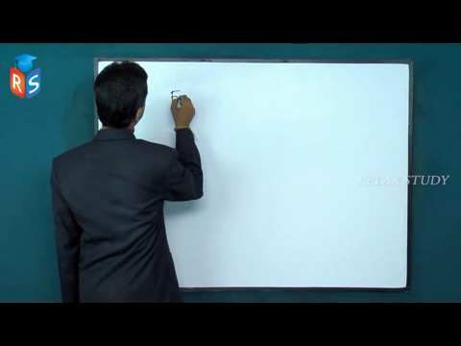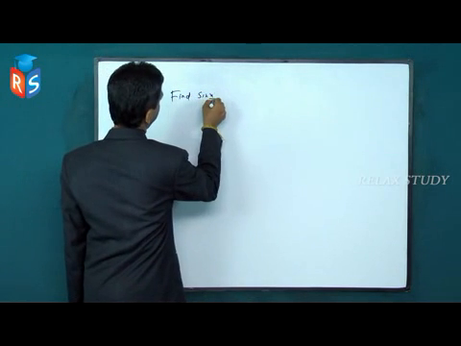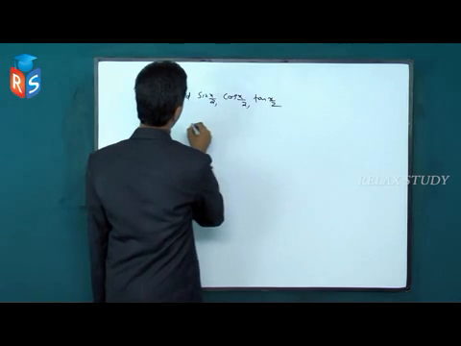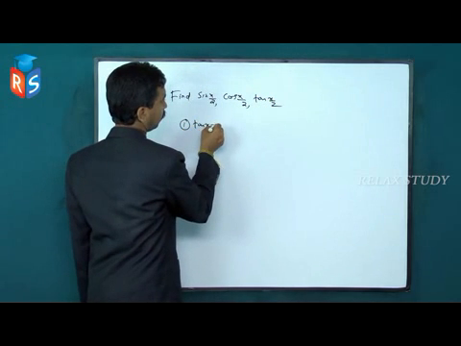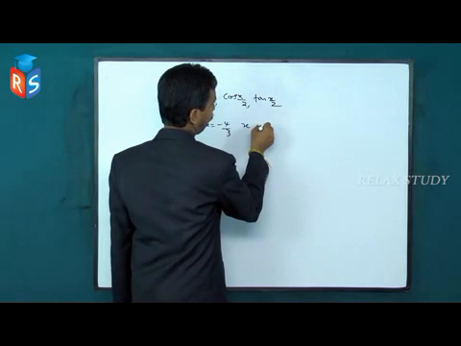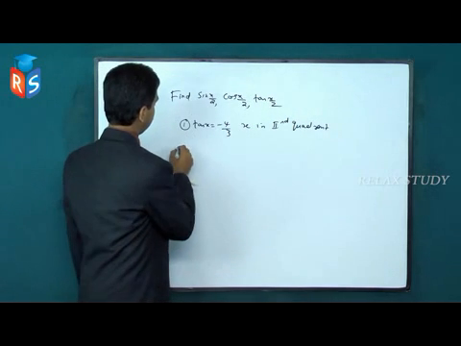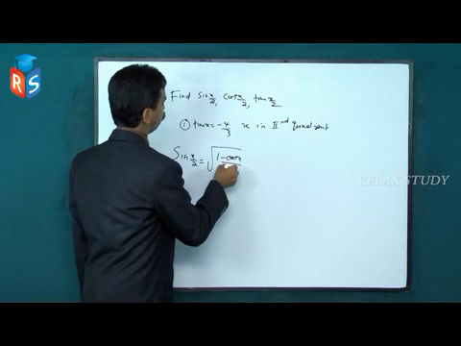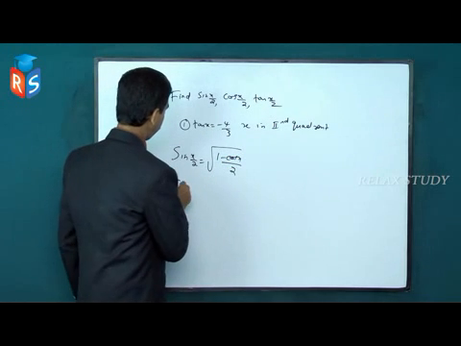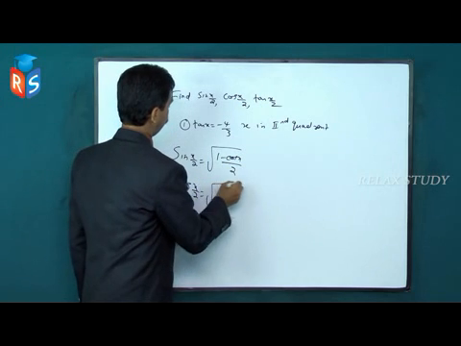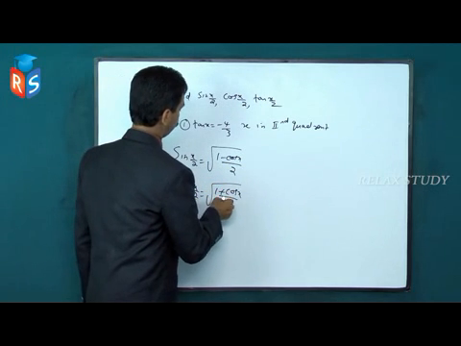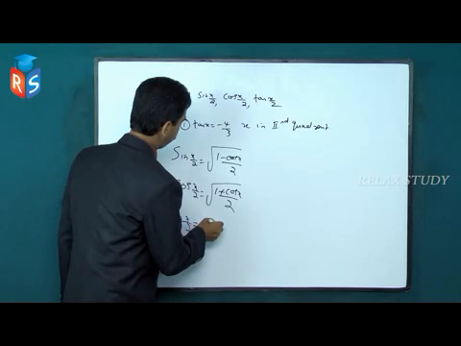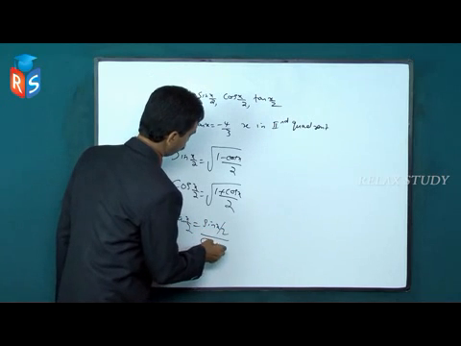Next, find sin x/2, cos x/2 and tan x/2, where tan x equals minus 4 by 3 and x lies in the second quadrant. We have the results: sin x/2 equals root of (1 − cos x)/2, cos x/2 equals root of (1 + cos x)/2, and tan x/2 equals sin x/2 by cos x/2.